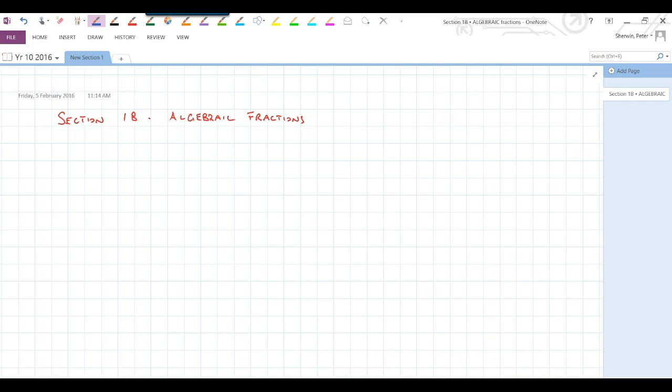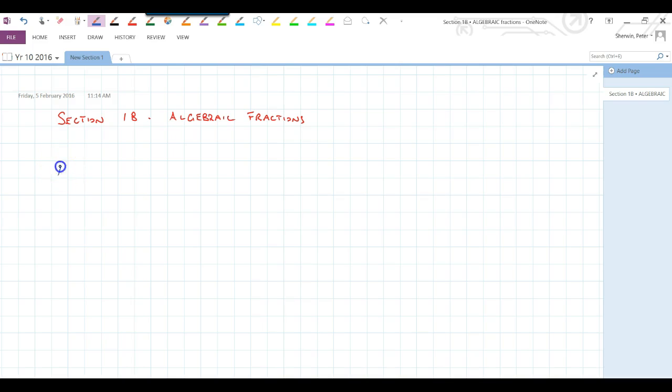Okay, so I think this is probably one of the tougher areas of the course actually. And so what I'll do is I'll go through some examples. Algebraic fractions you would have looked at before, but I don't think it's easy, and there are some common errors that I just want to go through and hopefully help you not make those errors. So let's have a look at some examples.